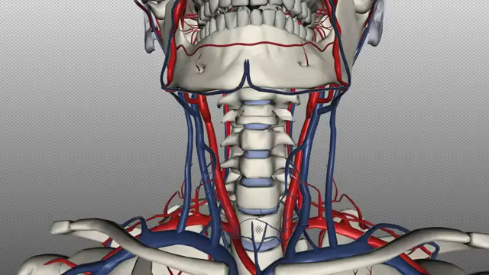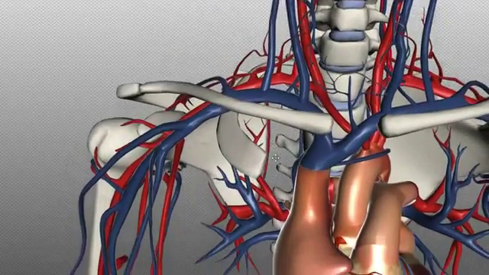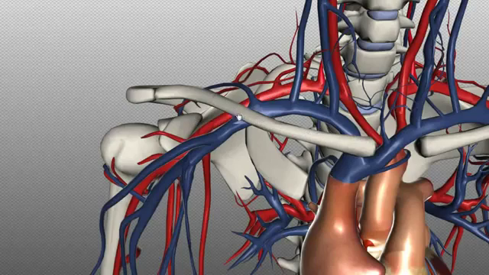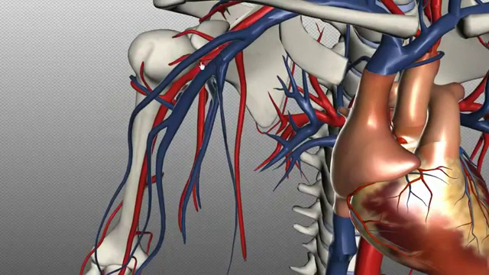I'm just going to follow the course of the subclavian artery, and I'll show you what that extends down to. You can see it running here underneath the clavicle, and that's why it's called the subclavian: sub meaning under, and clavian referring to the clavicle. The subclavian artery becomes the axillary artery at the level of the lateral margin of the first rib.